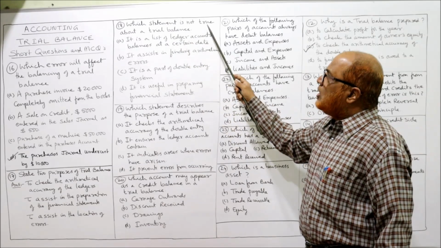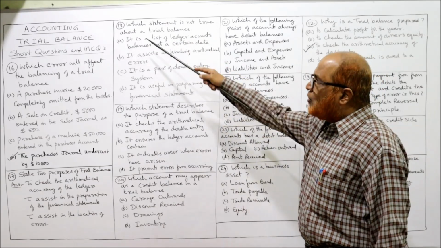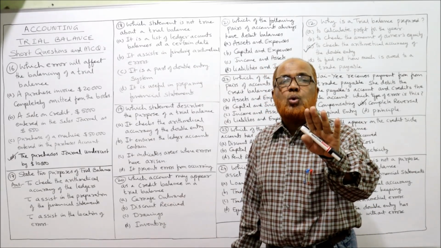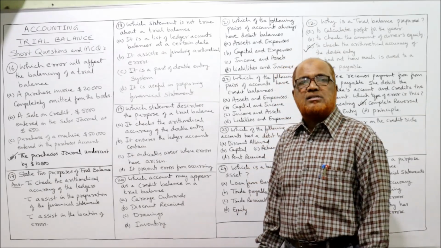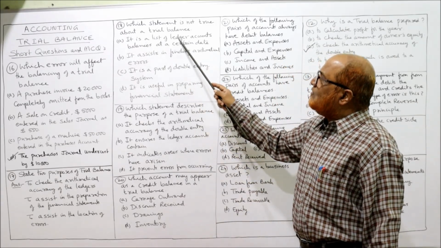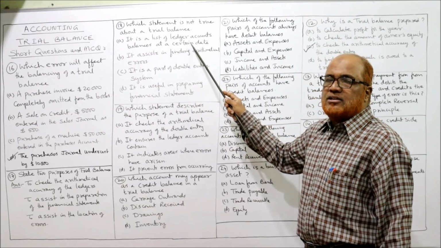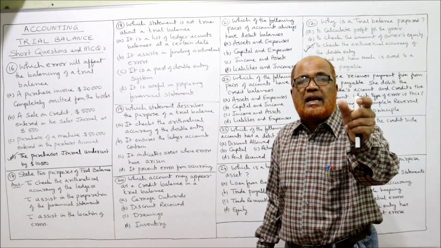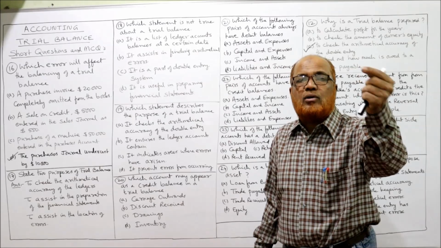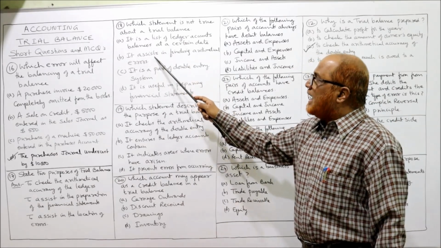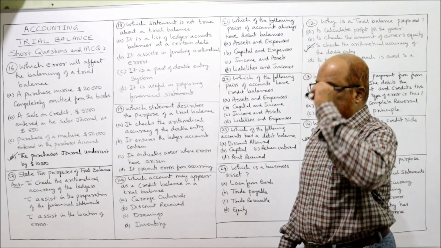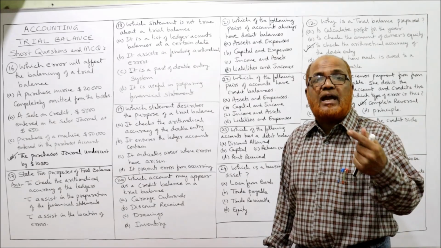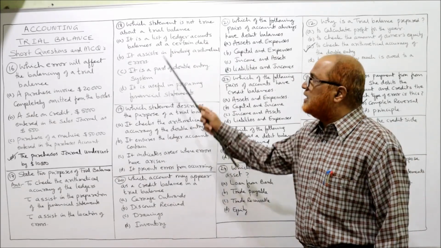Next one, 18. Which statement is not true about the trial balance? Four statements are given. Among these four, one statement is not true regarding the trial balance. One by one we'll check. It is a list of ledger account balances at a certain date. It is true because trial balance will list down all the ledger account balances on a particular date. Second, it assists in finding arithmetical errors. Yes, this trial balance will help in locating errors to check the arithmetical accuracy.